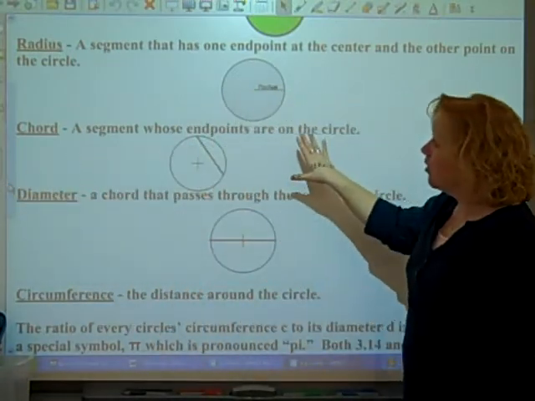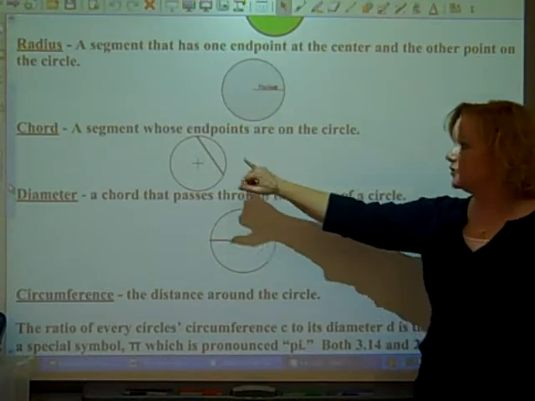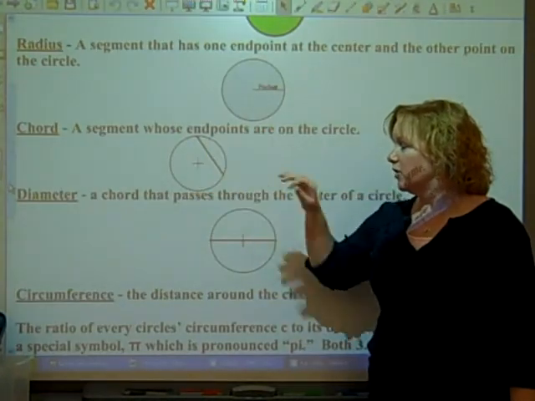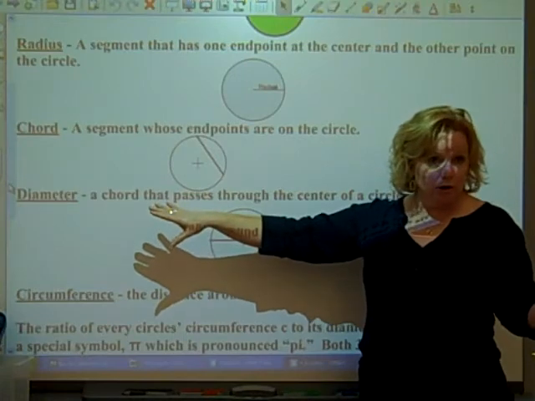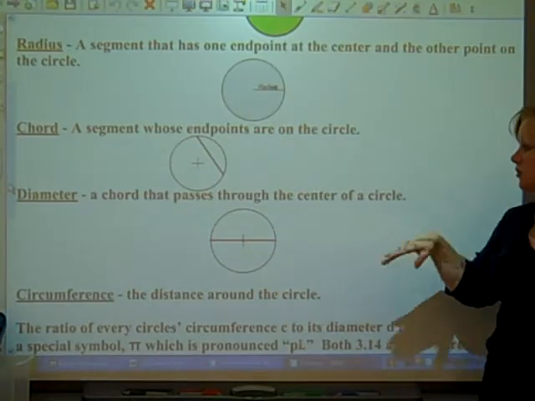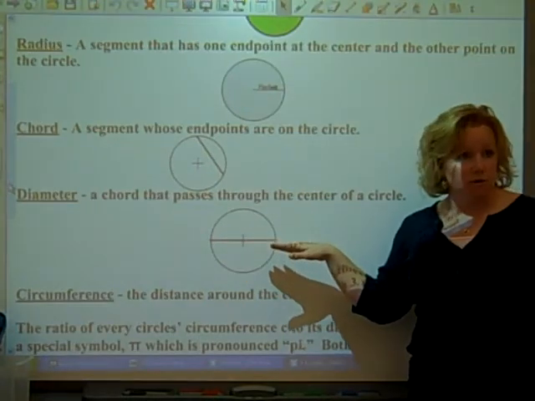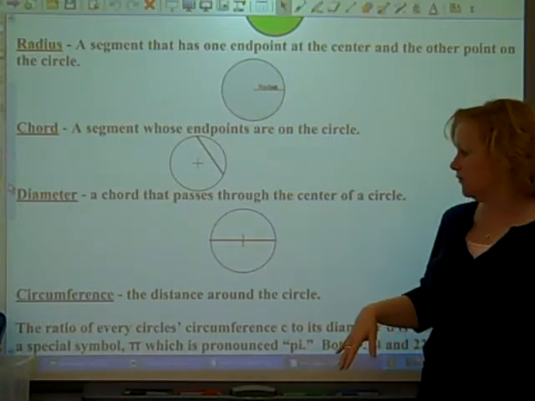Okay, then remember a chord is a segment whose endpoints are on the circle. So this is a representative of what a chord would look like. And then the diameter is a chord, but the difference is that it passes through the center of the circle and creates the diameter. Okay, so you know all of this, right? This is just a refresher for you.